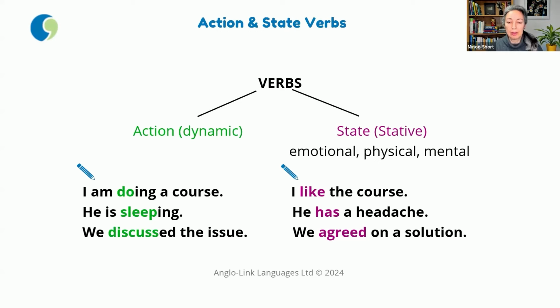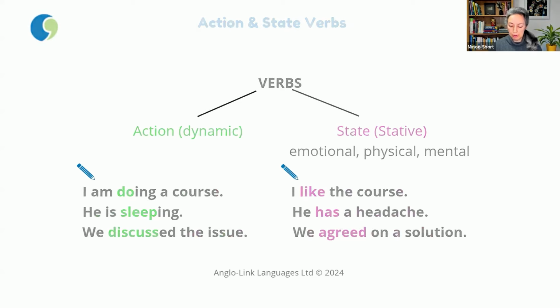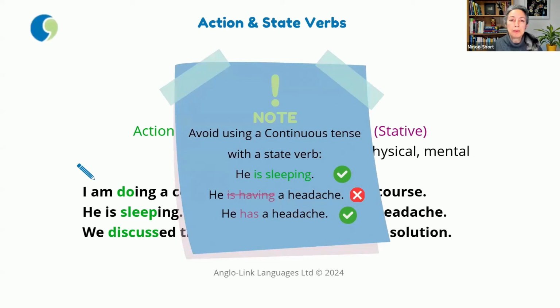Now, one little important note here is that we must avoid using a continuous tense with a state verb. With an action verb like sleep, we can say he is sleeping, present continuous. But we cannot use this tense with a state verb like have. So we can't say he is having a headache. It has to be the simple tense: he has a headache. That's just a little note.